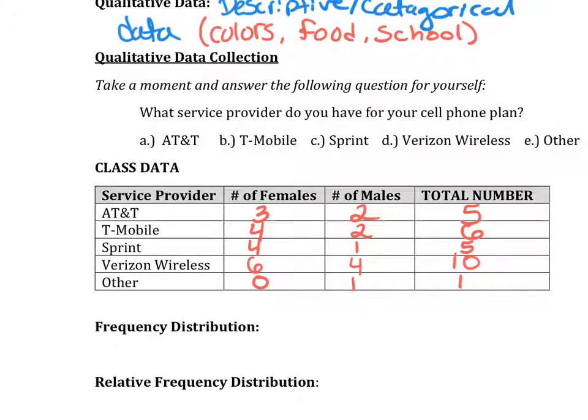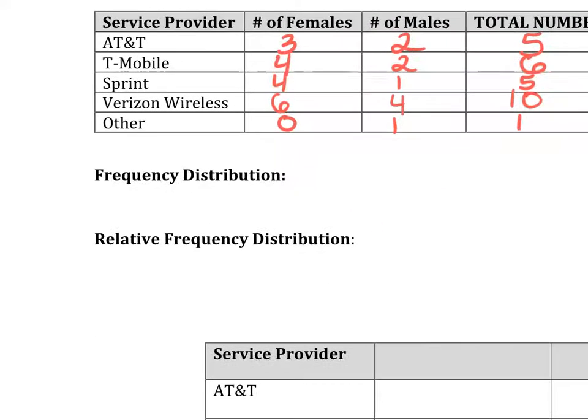Again, this is qualitative data because the answer to the question was AT&T or Verizon. That's a categorical piece of data. It's describing your service provider. So with this qualitative data that we have collected, we can do a couple things. First, we're going to start with different types of distributions. Whenever you see distribution, really all I'm asking you to do is to construct a table. So frequency distribution is the same as saying a frequency table or a relative frequency table.